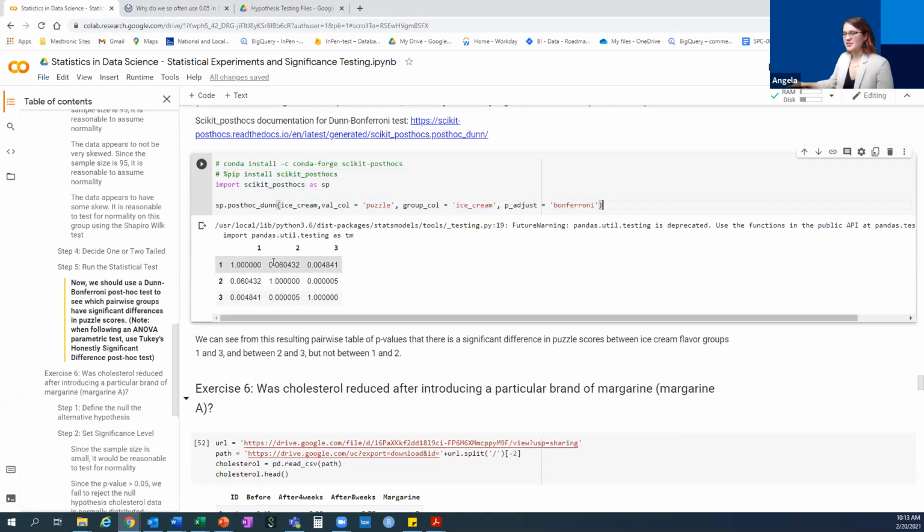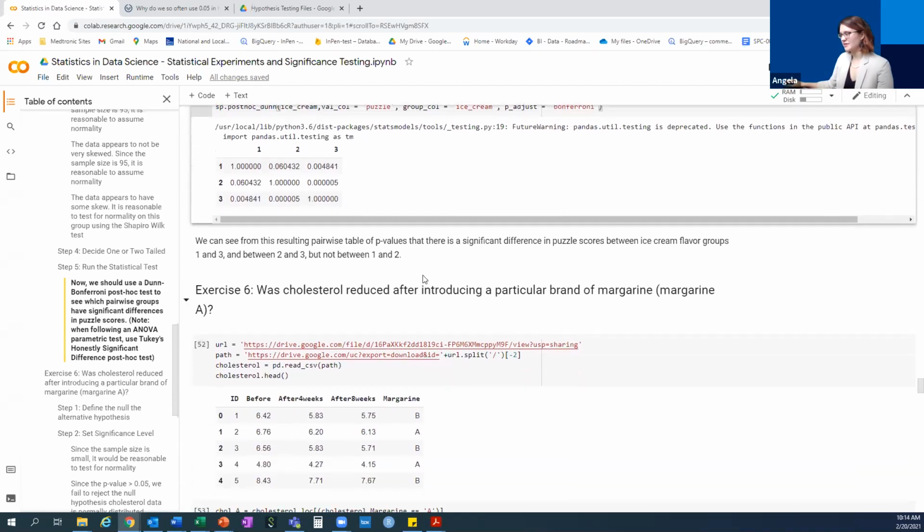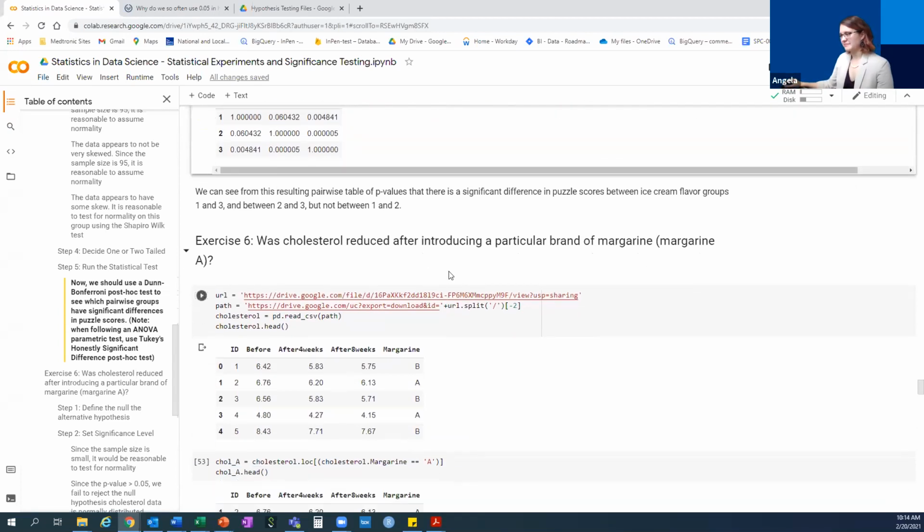So now you can compare each group to the other group and see which ones are less than 0.05. So we can see that there's a significant difference in puzzle scores between ice cream flavor groups 1 and 3, and between 2 and 3, but not between 1 and 2. If you look at the 1 and 2 value, the p-value is 0.06, almost significant, but not quite. If you compare 2 and 3, you'll see a very small p-value. If you compare 1 and 3, you'll see a very small p-value. That's kind of how you navigate that when you're dealing with multiple groups but a continuous output.